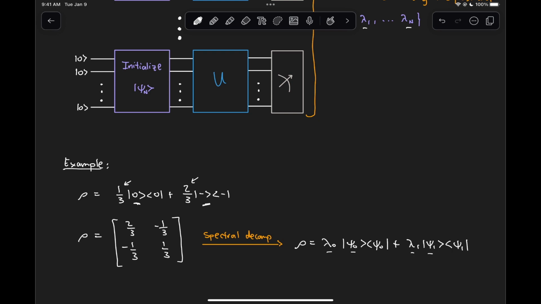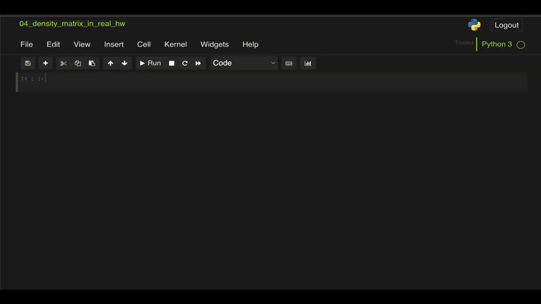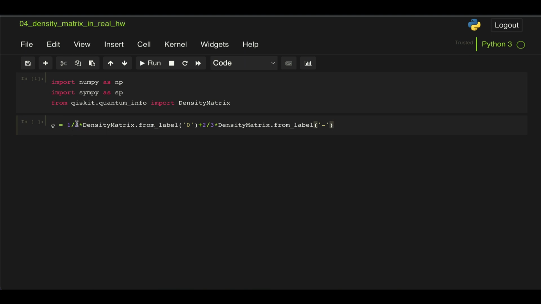So, instead of trying to find this manually by finding the eigenvectors and eigenvalues of this matrix, let's go ahead and implement this in Python to see how this will work. So first we're going to import numpy, sympy, and a density matrix class from Qiskit to make our lives easier. And then let's generate that matrix we just looked into. So basically, with probability of 1/3, we have state 0, and with probability of 2/3, we have state minus. And then if we display that matrix, we have what we had shown before.